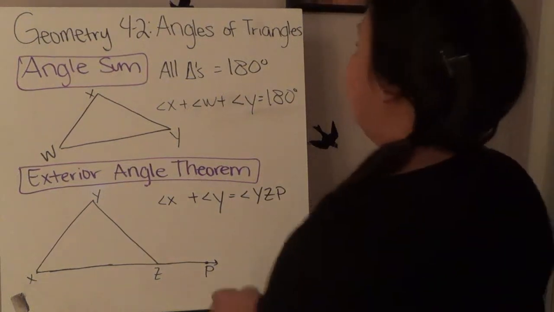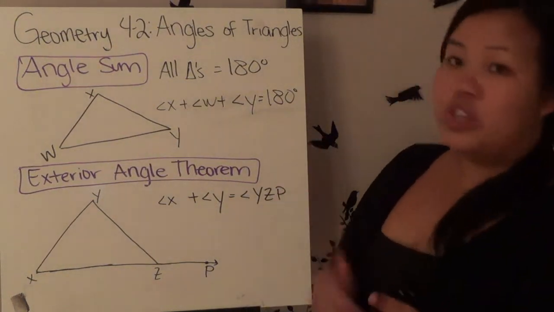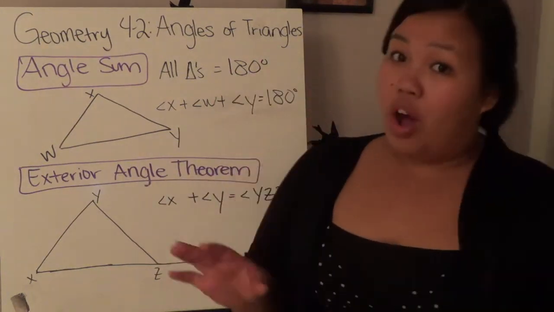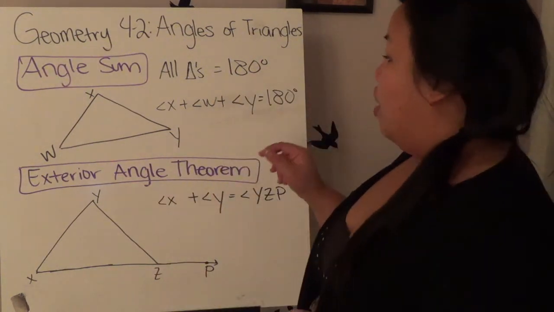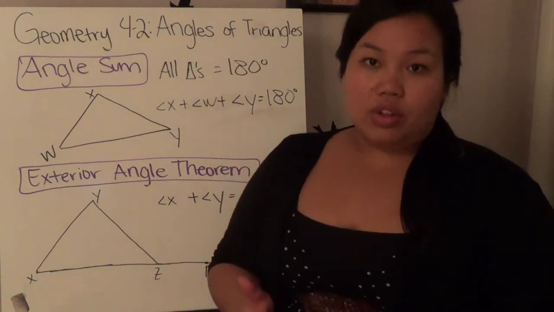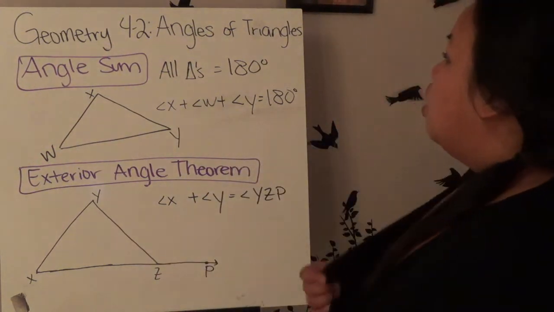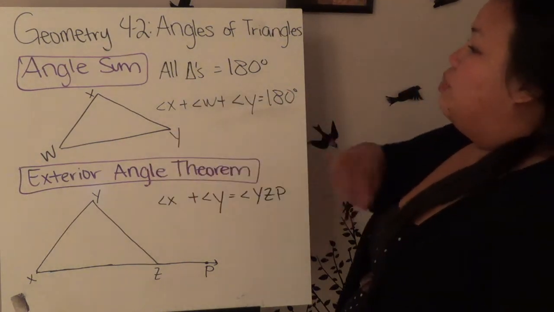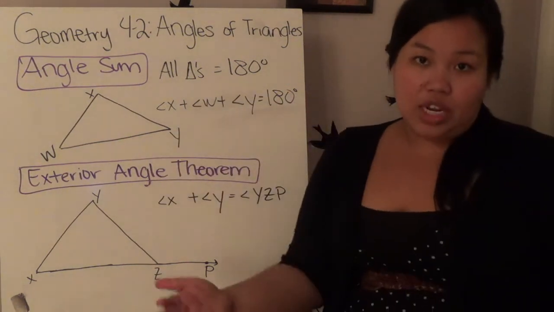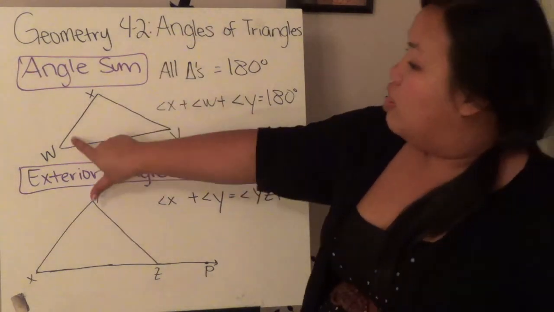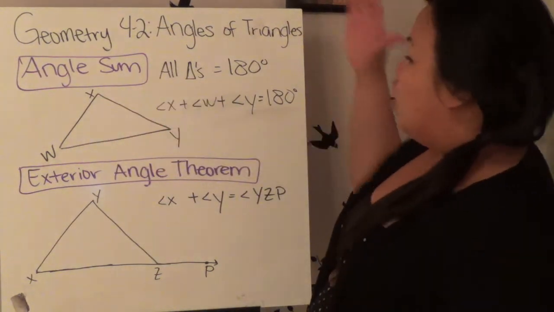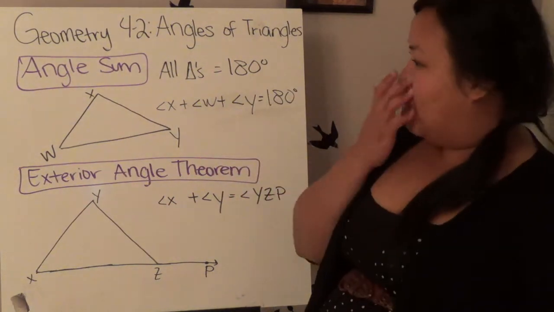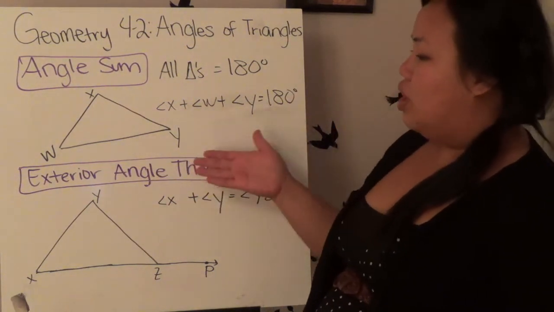In Geometry 4.2, we have angles of triangles. So actually, the angle sum is something that we've already gone over, and then the new one is the exterior angle theorem. What the angles of triangle is saying, the angle sum, is that all triangles add up to 180 degrees, all their angles. So this angle plus this angle plus this angle all equal 180 degrees. Okay? Which we've actually used in this assignment, so I don't know why they introduced it to you here.